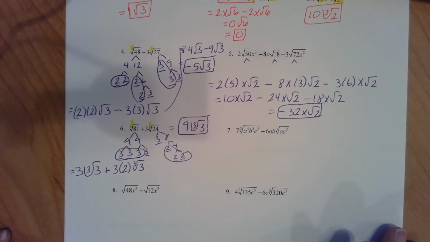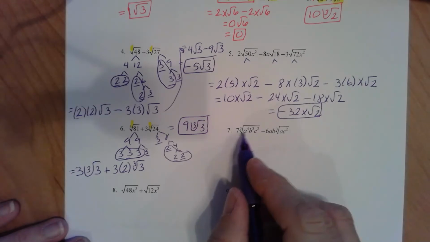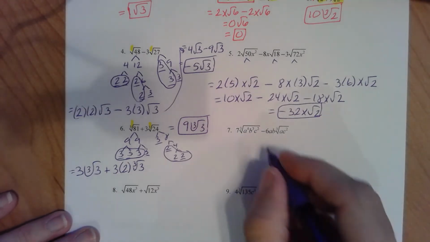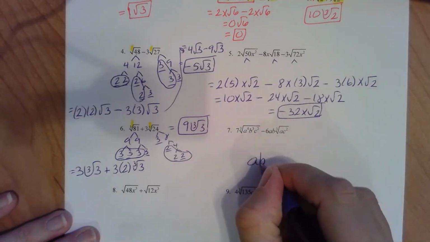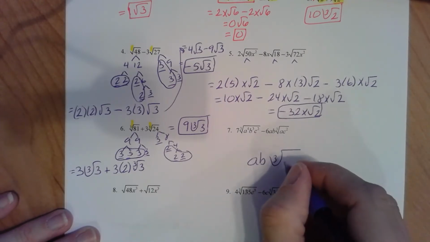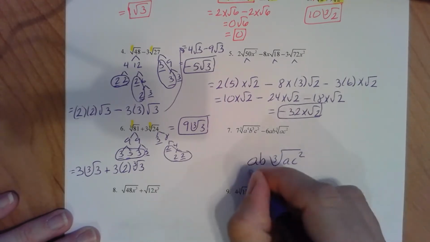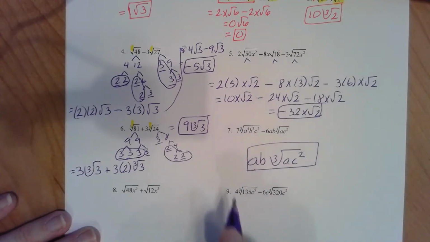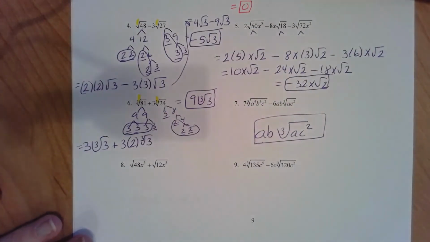So on number 7, I'm going to let you try number 7. Again, all you're going to be doing is power divided by index, having some variables come out. Your final answer should be ab cubed root of a c squared. So just try your power divided by your index and get some things to come out.